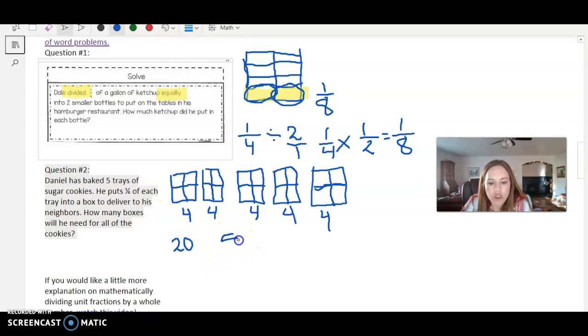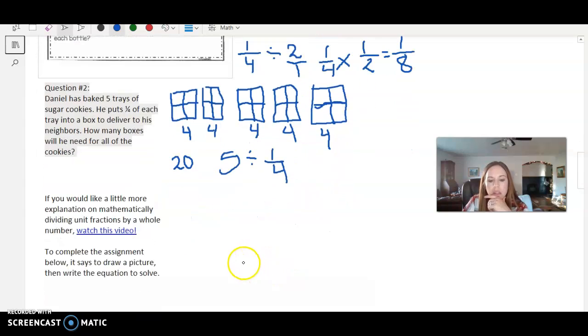He has 5 trays getting divided up into fourths. Well, when we divide fractions, we keep the dividend and multiply by the reciprocal. So if we start with a whole number, what should we end with? Like we learned yesterday, if we start with a whole number, we will end with a whole number. So let's see what happens.